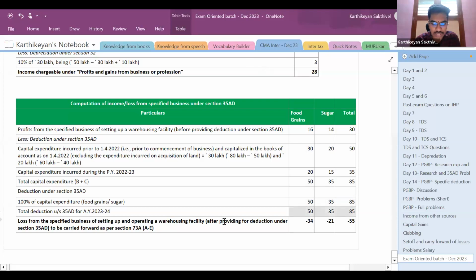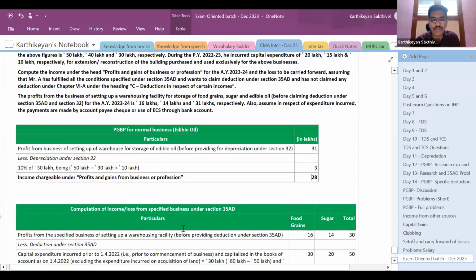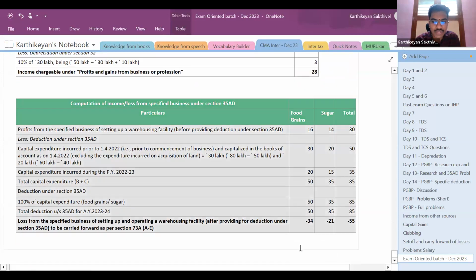So depreciation allowance இல்லாததுனால the total deduction it is going to be 50 lakhs, 35 lakhs, and then the loss from the specified business it is going to be 34 lakhs and 21 lakhs. So 16 lakhs minus 50 it is going to be 34, 14 minus 35 it is going to be 21. So this is the total loss. இது வந்து normal businessக்கு, normal edible businessக்கு. இது வந்து for business under 35AD.